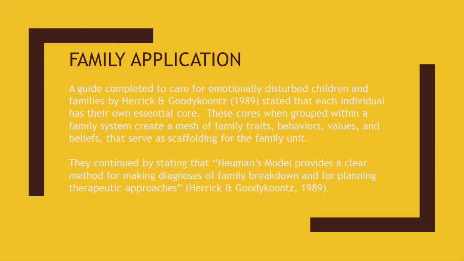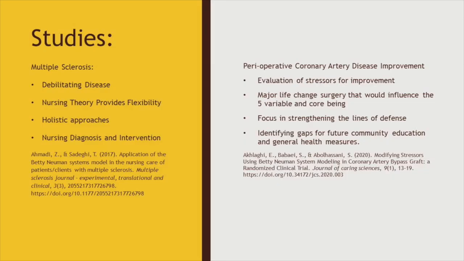In regards to family application, in a guide to care for emotionally disturbed children and families by these two researchers, they stated that each individual has their own essential core. These cores, when grouped within a family system, create a mesh of family traits, behaviors, values, and beliefs that serve as scaffolding for the family unit. They continue to say that Neuman's model provides a clear method for making diagnosis of family breakdown and for planning therapeutic approaches. Here are two studies that demonstrated the use of the Neuman systems model.